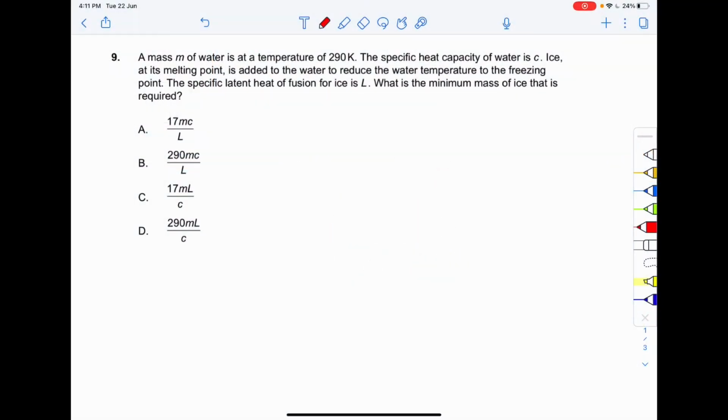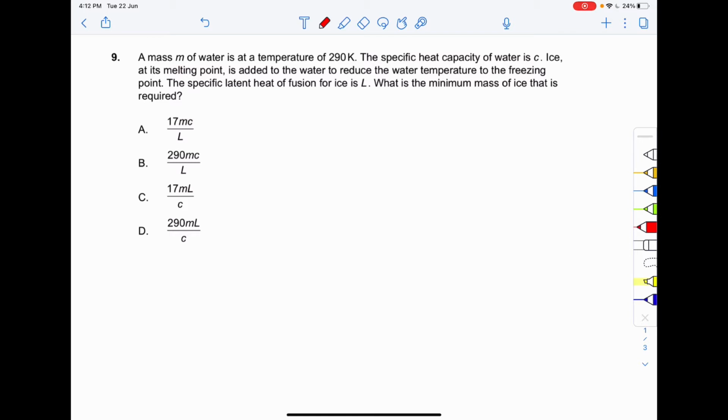So proceeding on to the next question, that is your question number 9. A mass m of water is at a temperature of 290 Kelvin. The specific heat capacity of water is C. Ice at its melting point is added to the water to reduce the water temperature to the freezing point.